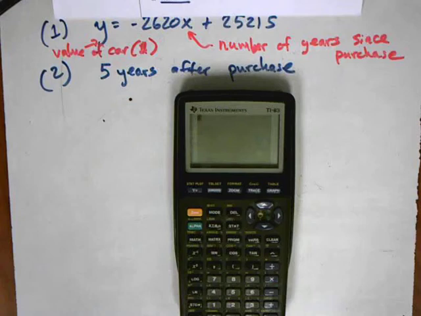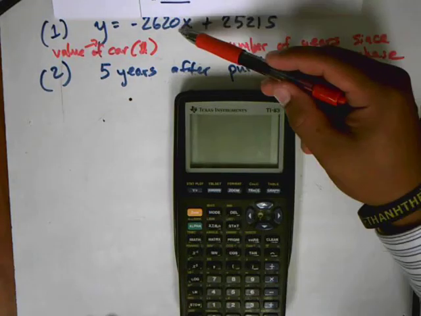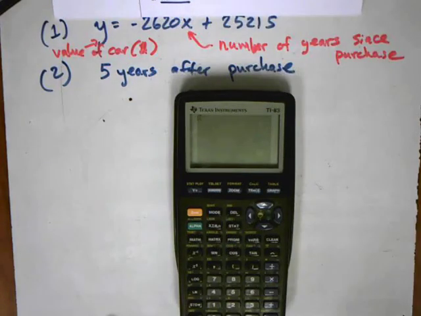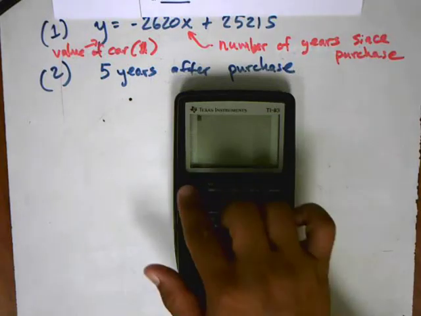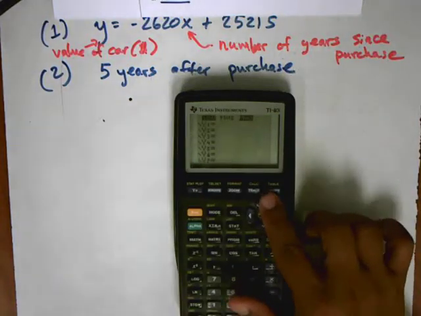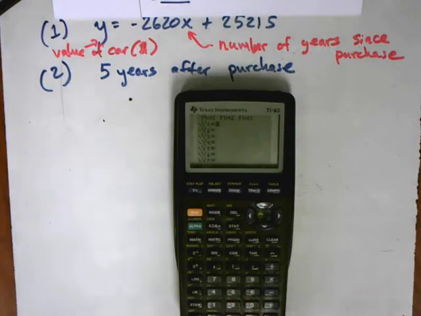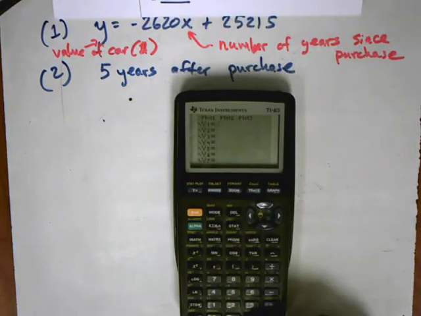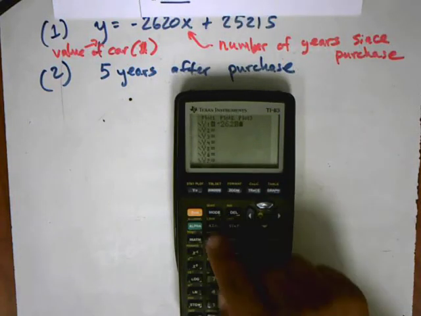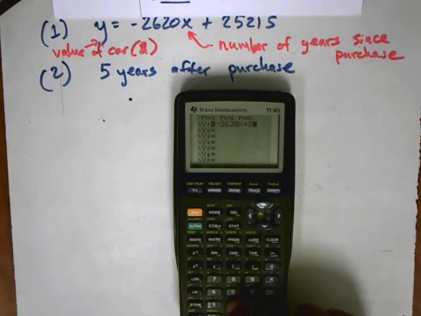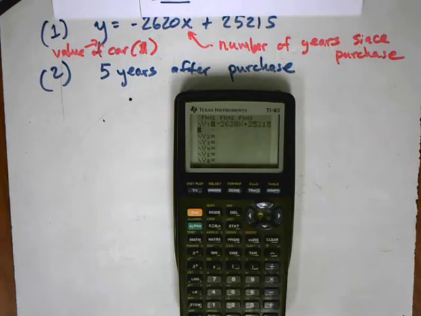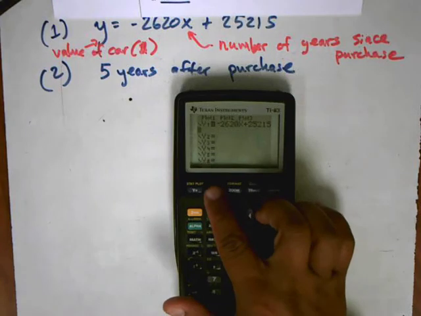Okay, so we're going to revisit this equation right here, y equals negative 2620x plus 25215, and I'm just going to hit y equals. Make sure that all these plots are off, because if they are on, they could really mess up your calculator. And we can type in negative 2620x plus 25215. And before you graph, let's make sure our window makes sense.